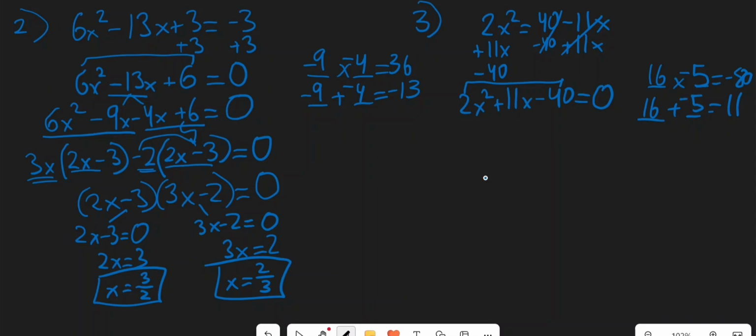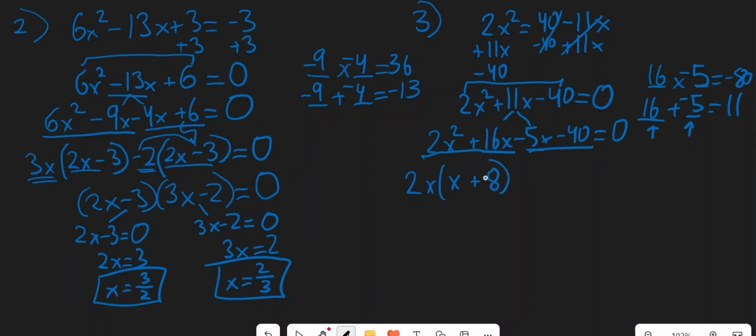So bring down the first term as is, 2x squared, and then we have a plus 16x, and then a minus 5x. Right, so these two numbers came from these numbers right there, 16 and negative 5. And then bring down your c term as is, which should be equivalent to 0. And then the first two terms have a common factor of 2x. And 2x times x gives you 2x squared. And 2x times 8 gives you 16x.